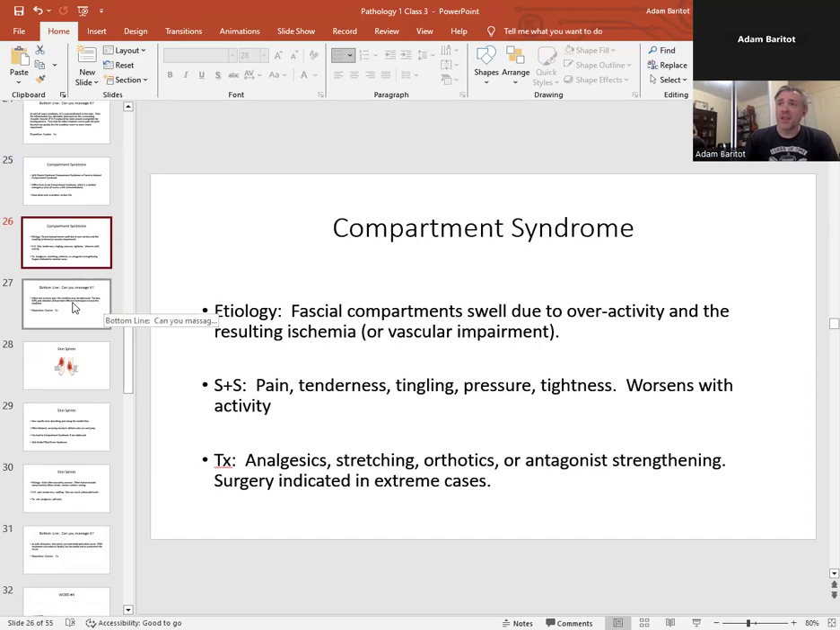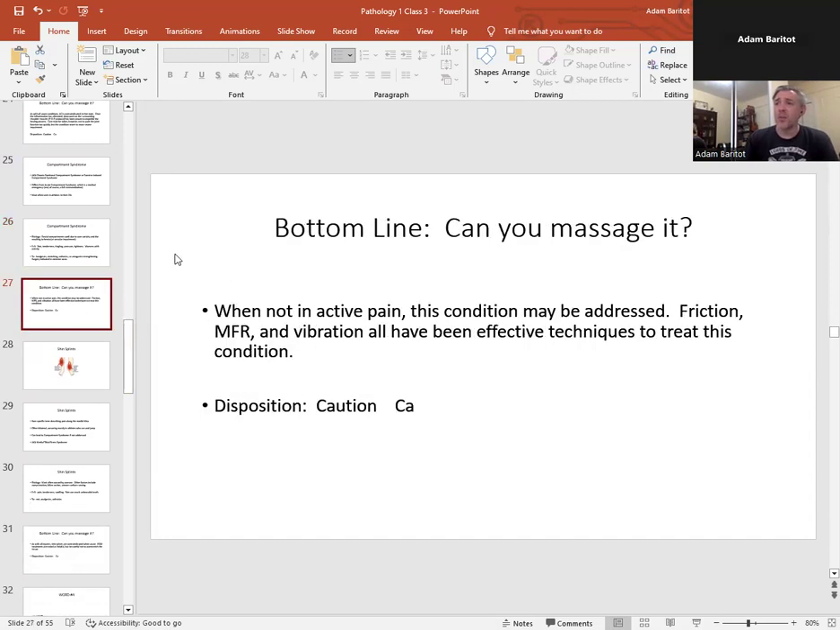Bottom line, can we work on compartment syndrome? If it's chronic, yes. When not in active pain, this condition may be addressed. Friction, myofascial release, and vibration have all been effective techniques to treat this condition. Disposition here is a caution just because the severity of pain may be excessive, and we need to be observant about possible issues related to the condition exacerbating to a more acute state.